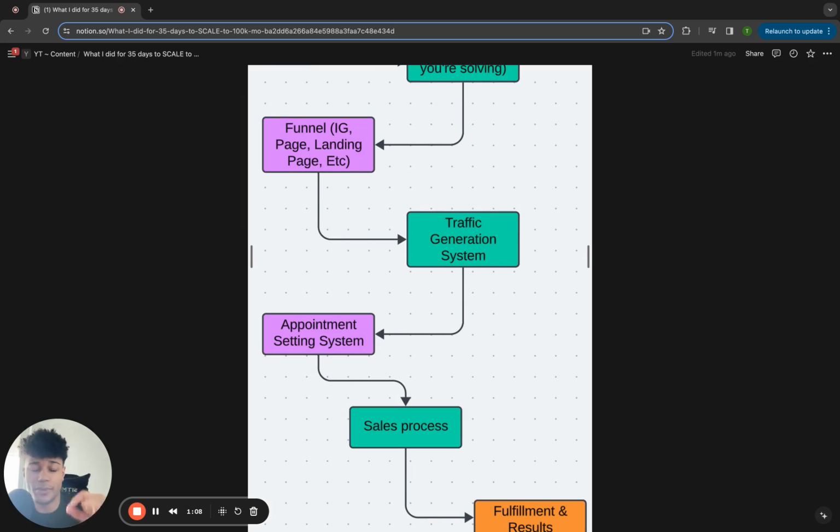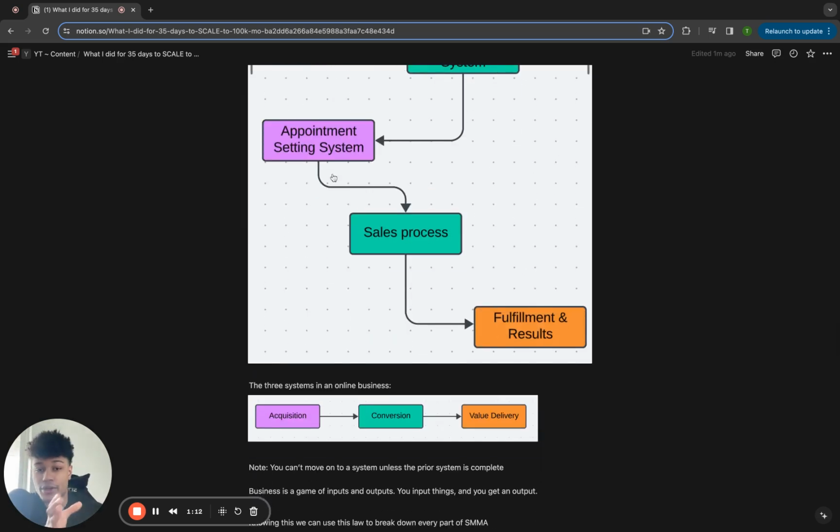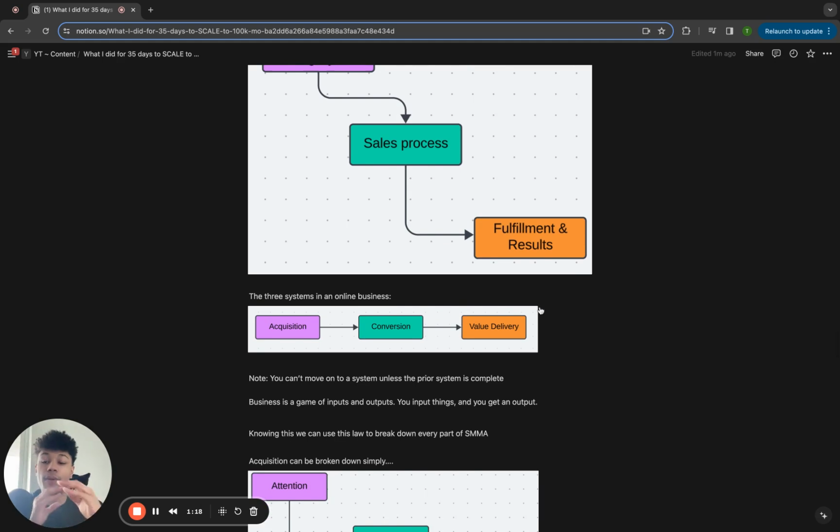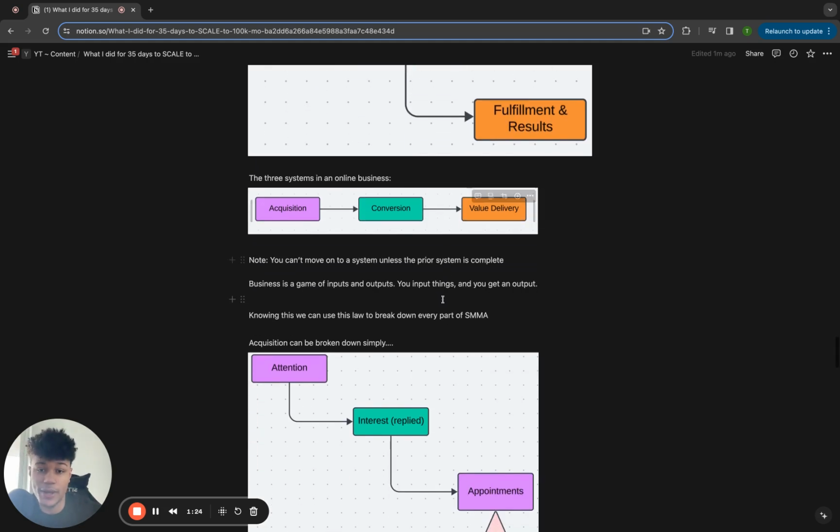You then have an appointment setting system. You book appointments from this funnel on this page to supply your sales process, and then you close the client and you have a fulfillment and results process. But if we were really to break it down, there are just 3 systems in an online service based business. Okay. You have acquisition, conversion, and value delivery. Note, you cannot move onto a system unless the prior system has been optimized and complete.